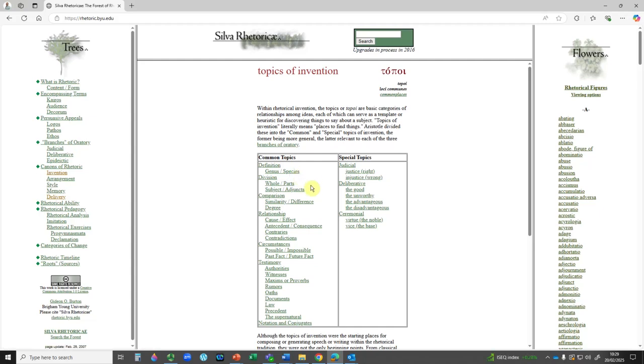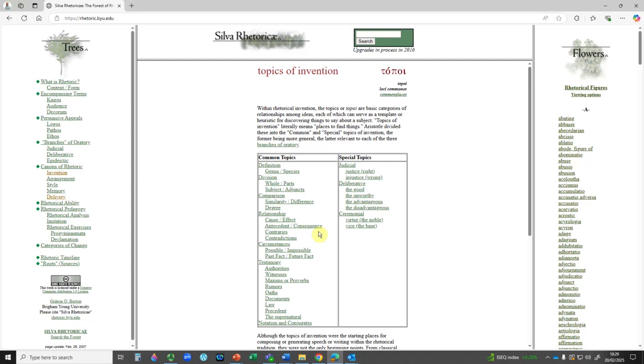Division, dividing things down into parts, which is something that you have to do when you analyze, right? What are the parts of this and how do they work together to form the whole? You can compare things for similarities and differences, or degrees of difference, degrees of similarity. Trying to establish relationship between different ideas, like, is this causing that? Did this come before that? Is this a consequence of something that preceded it? Is this contrary to that?